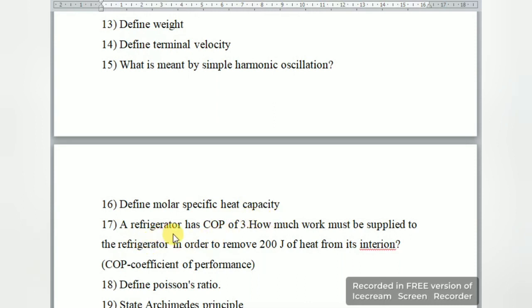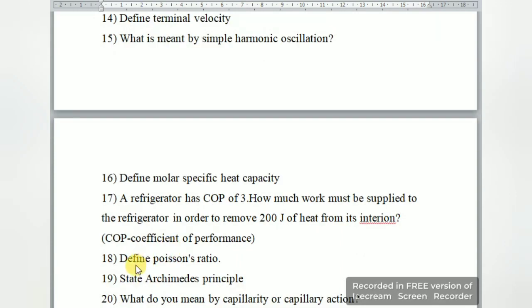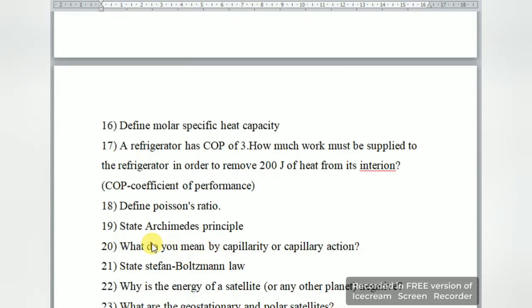Next, a refrigerator has COP of 3. How much work must be supplied to the refrigerator in order to remove 200 joule of heat from its interior? COP means coefficient of performance. Next, define Poisson's ratio. Next, state Archimedes principle. Next, what do you mean by capillarity or capillary action?